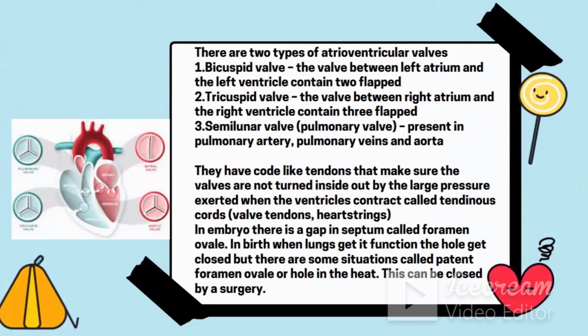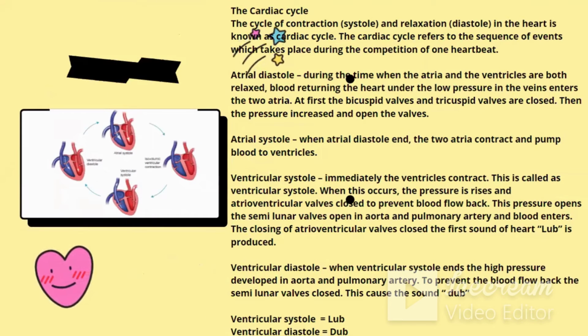We can categorize the cardiac cycle into two: systole and diastole. Systole means contraction, diastole means relaxation. So we have atrial diastole, atrial systole, ventricular diastole and ventricular systole. First of all we'll talk about atrial diastole. Diastole means relax, so both the right and left atrium relax. At that time the atrium is open and its chambers are not contracting.